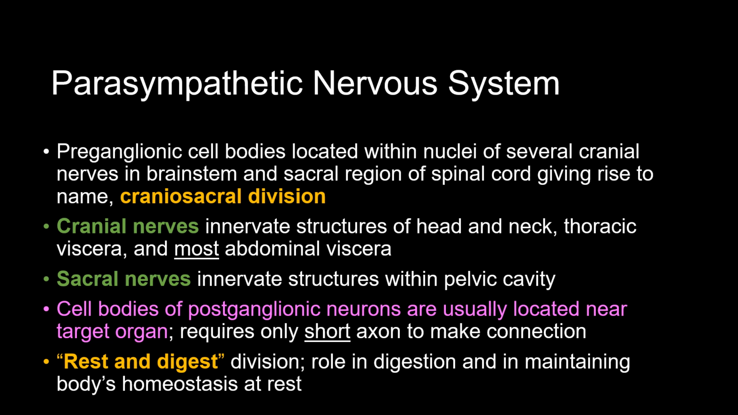Where these differ is, remember, the length of the axon. The parasympathetic ganglion is typically located near or within the target organ, as opposed to near the spinal cord. And so that gives that postganglionic neuron a very, very short axon to make the connection. This parasympathetic nervous system is often called the rest and digest division of the ANS, and this reflects its role in digestion and maintaining the body's homeostasis when at rest.